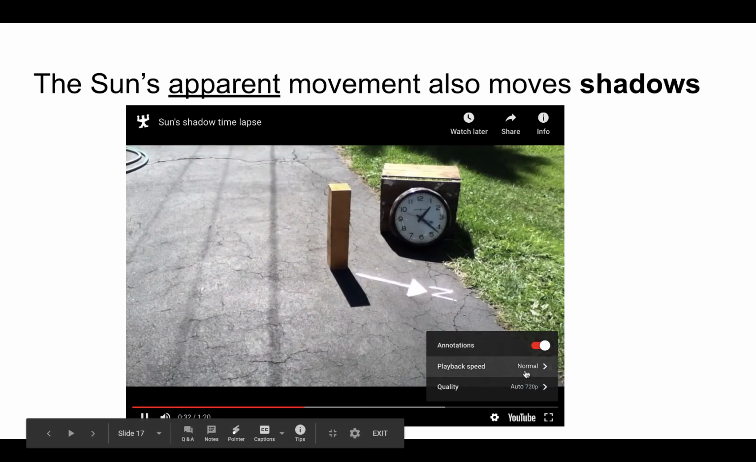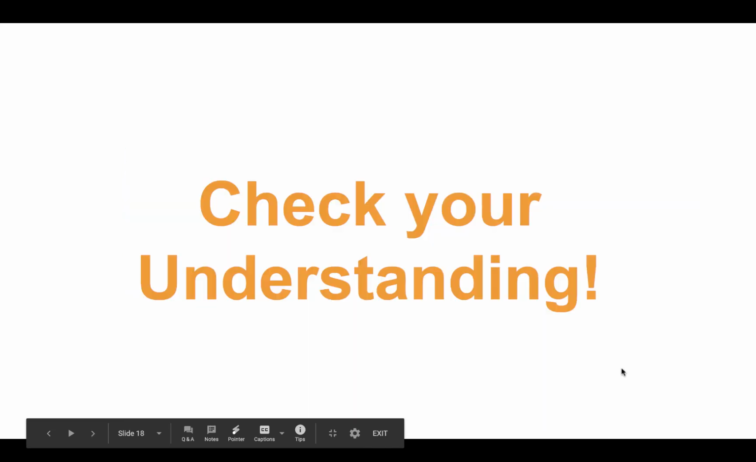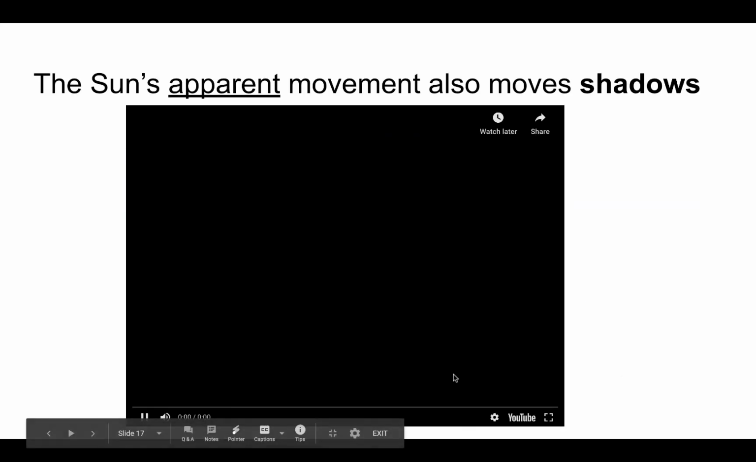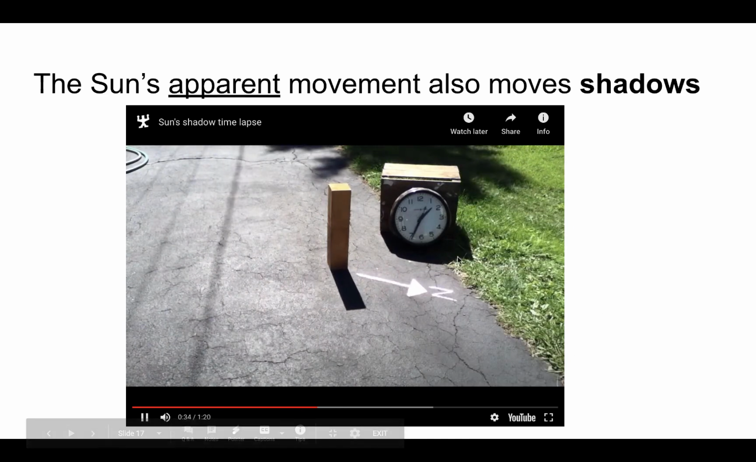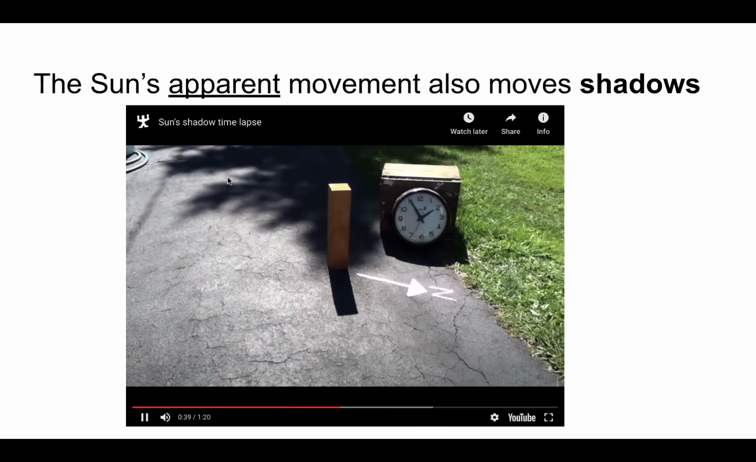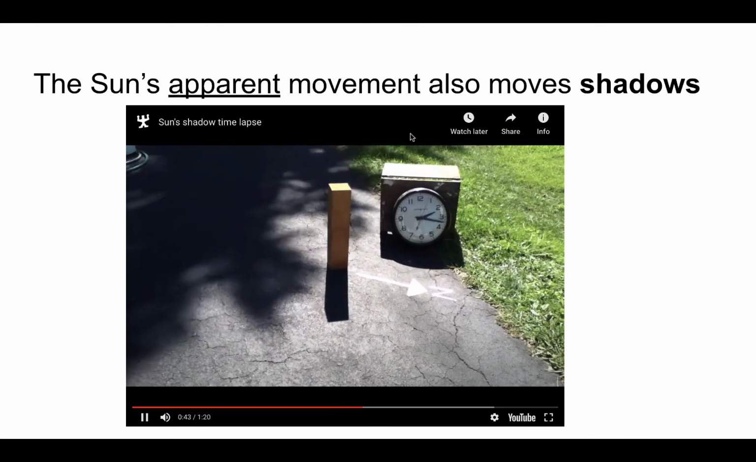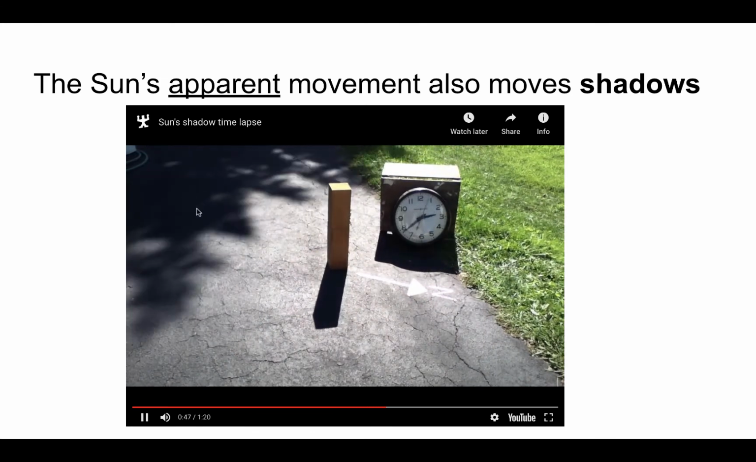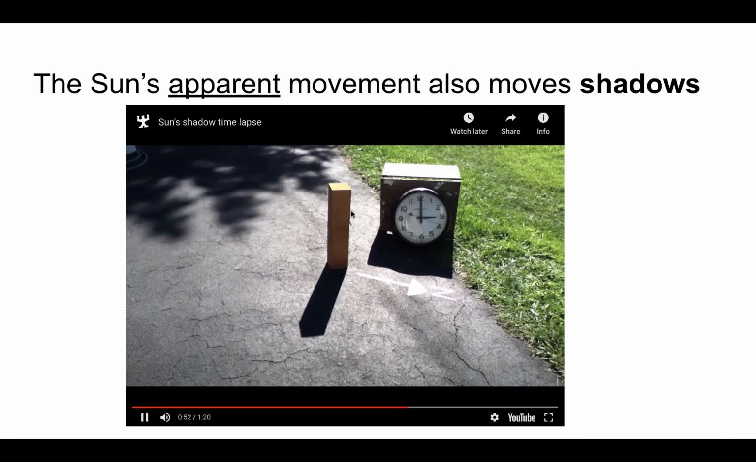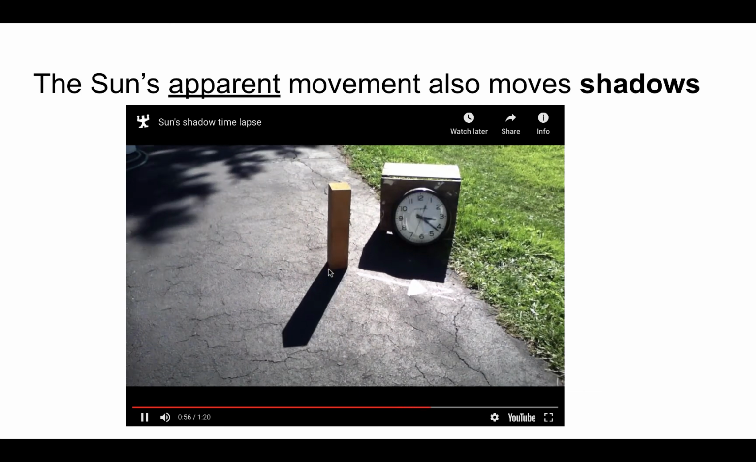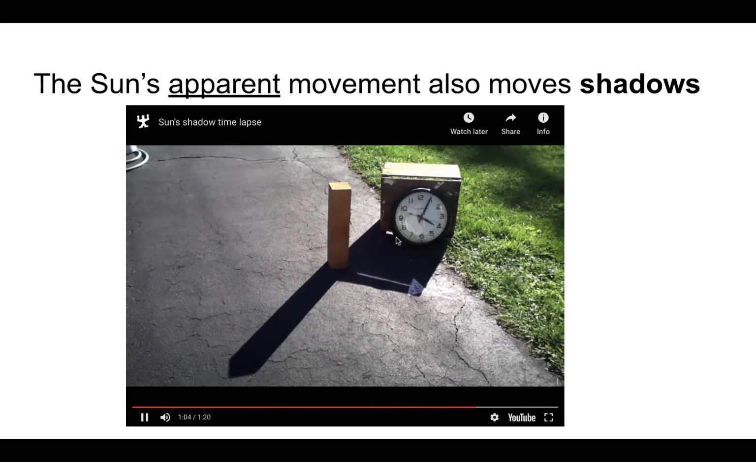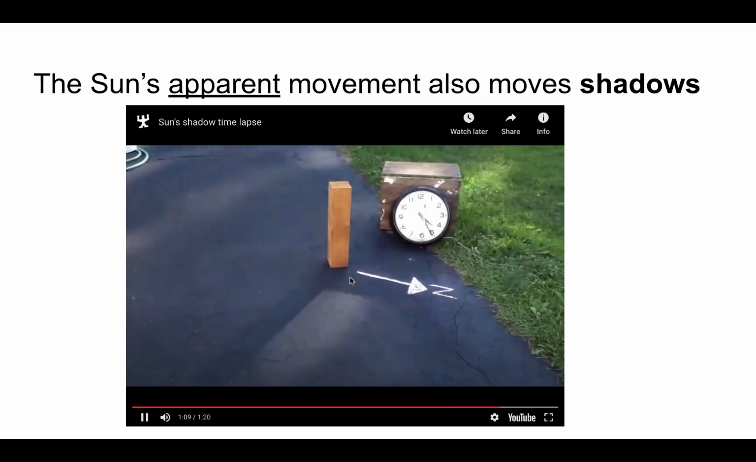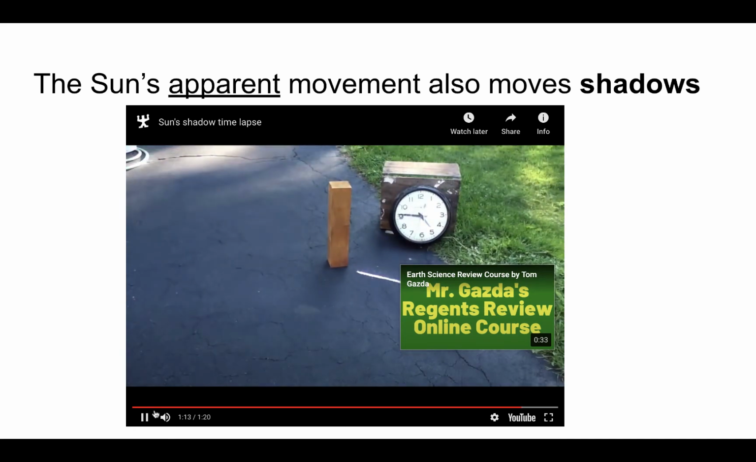I'm gonna put it in double time so we can see it even better. So here we see time is passing. The sun is moving across the sky this way. It's setting right now. And look at how the shadow is getting longer, right? Because the sun is getting closer to the horizon. The shadow is getting longer and longer and longer as the sun sets.